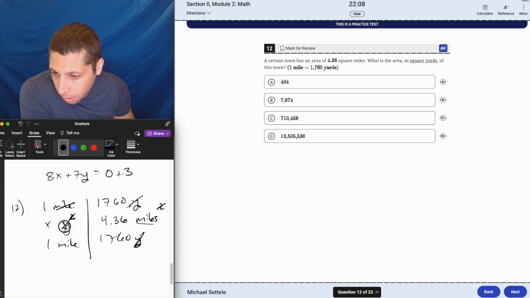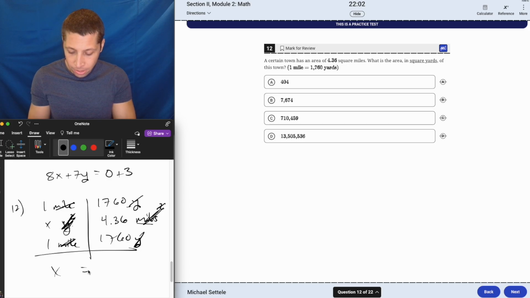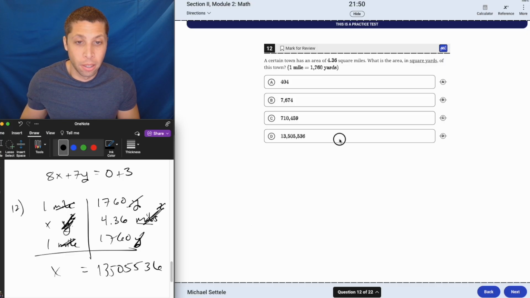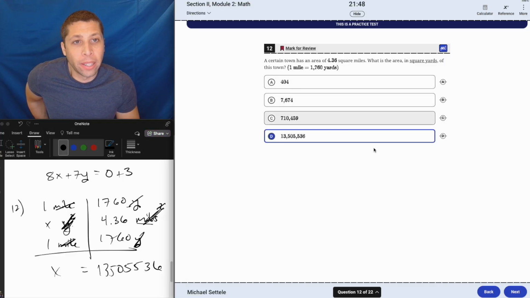Now the yards are completely crossed off. Now the miles are completely crossed off. And now we can just multiply. X is 1,760 times 1,760 times 4.36, which is this huge number, 135055536. I can do that another way later.